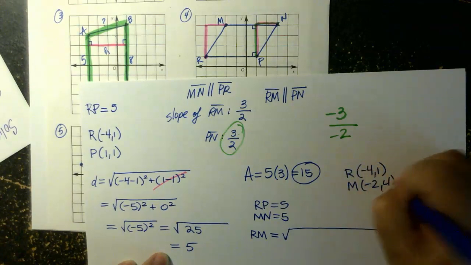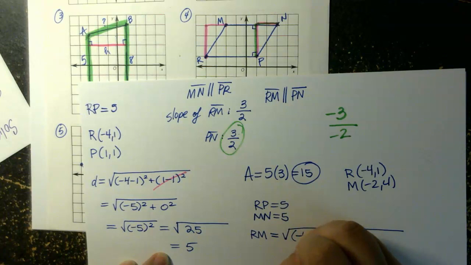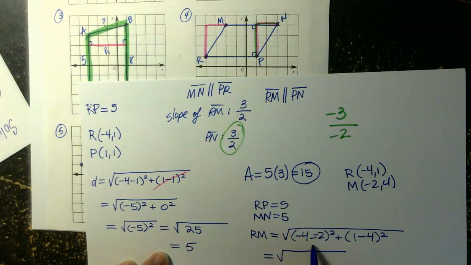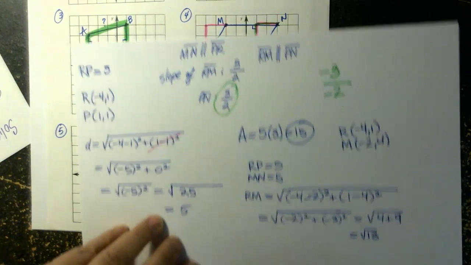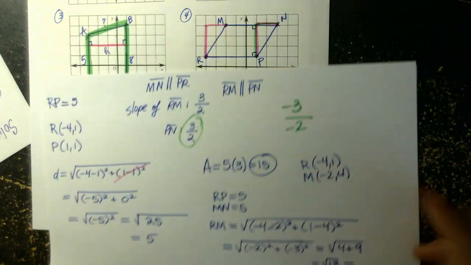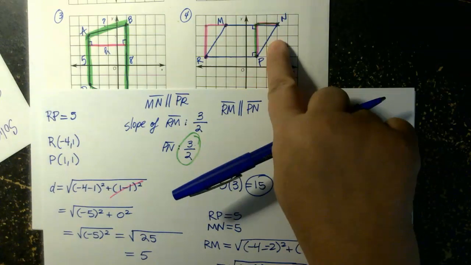So the difference between the x's, -4 minus -2, squared, plus the difference between the y's, 1 minus 4, squared. This gives me -4 plus 2 is -2. 1 minus 4 is -3. So we basically have 2 squared plus 3 squared, and that's the square root of 13. Sorry, you couldn't see it. And that's going to be the exact same as its opposite side, which is PN.